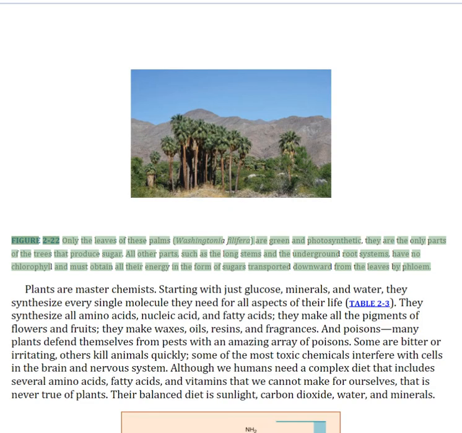Figure 2, 22. Only the leaves of these palms are green and photosynthetic. They are the only parts of the trees that produce sugar. All other parts, such as the long stems and the underground root systems, have no chlorophyll and must obtain all their energy in the form of sugars transported downward from the leaves by phloem.